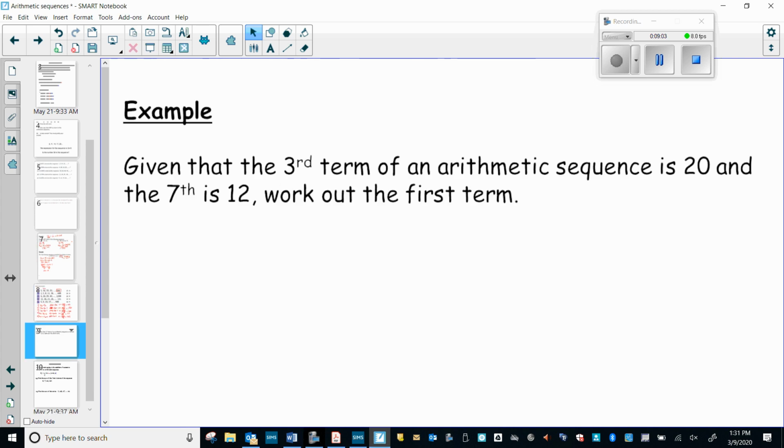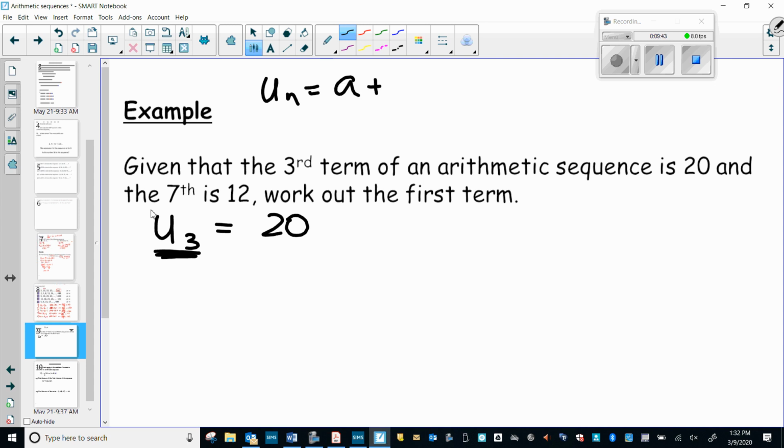Right, this one's a little bit different. Here we're told the third term of an arithmetic sequence is 20, and the seventh term is 12. We need to work out the first term. There are different ways of doing this. I would suggest this is potentially the easiest way. So we know that U3, the third term, is 20. Can we write a formula or a rule using that, un equals a plus n minus 1 d?